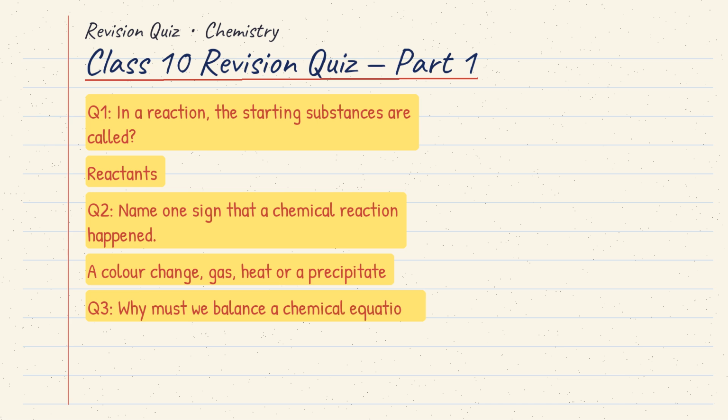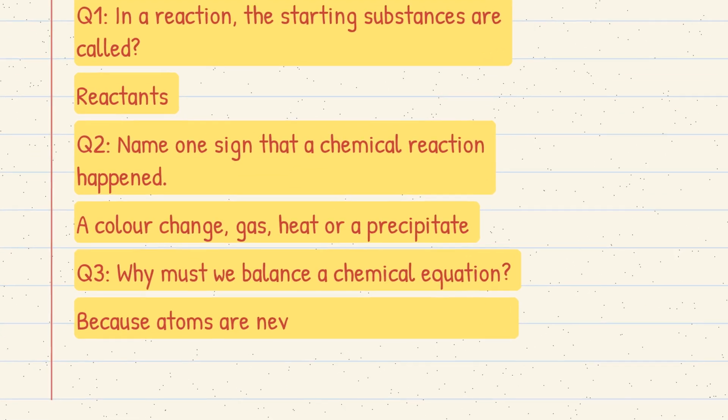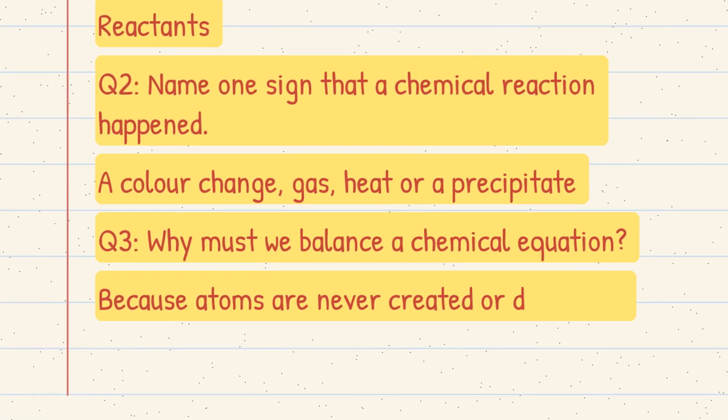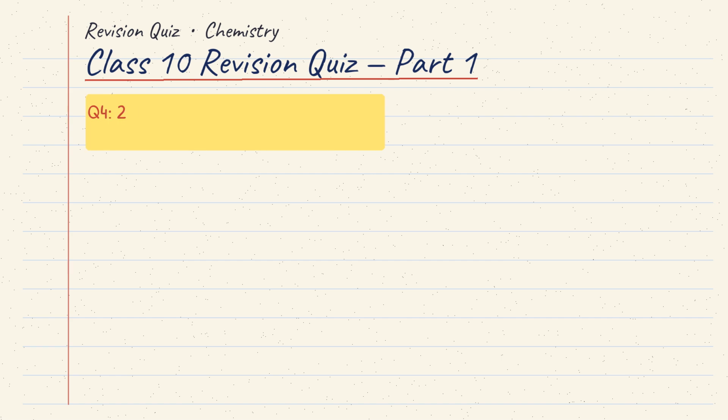Pause and think. The answer is because atoms are never created or destroyed. So atoms are equal on both sides. Question 4. 2 Mg plus O2 gives 2 MgO. Which type of reaction? Pause and think.